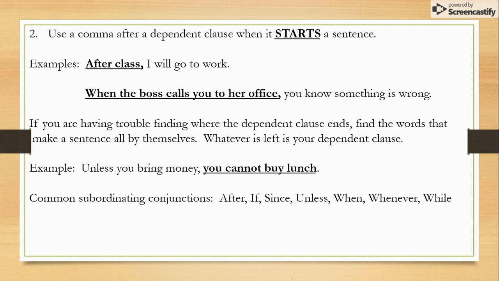And so, what I recommend to students, if you're having trouble figuring out where a comma goes in a sentence that starts with a subordinating conjunction, find the sentence. Whatever comes before the sentence is your subordinating clause, your dependent clause. Put a comma in between that and the beginning of your real sentence, and you should be good to go.